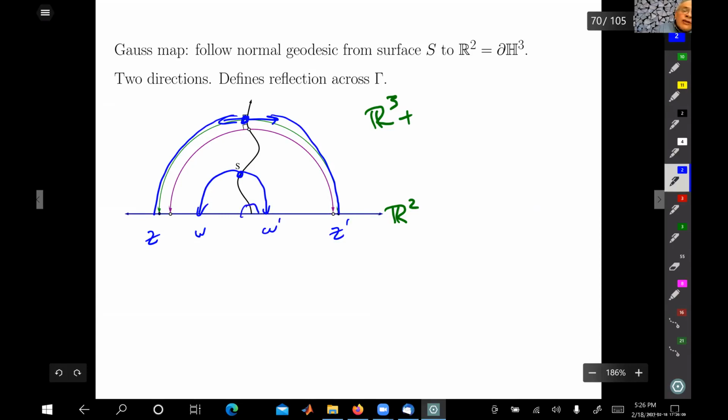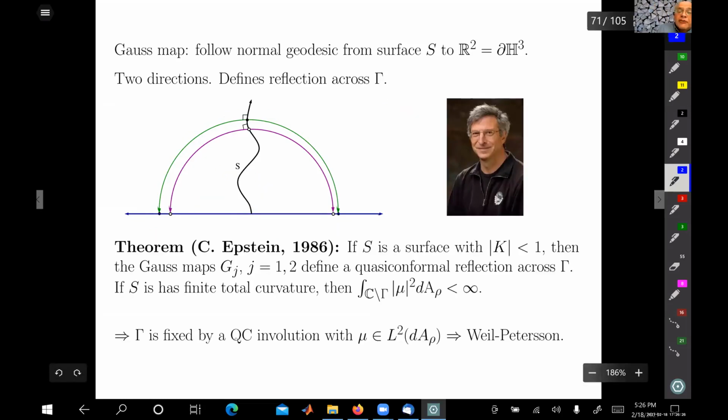And if you follow these, you get here, and it's fixed here. So the Gauss map defines a mapping from one side of the curve to the other side that fixes this. It's an involution. Is it one of these quasi-conformal involutions? Well, Charlie Epstein proved that it was back in 1986.